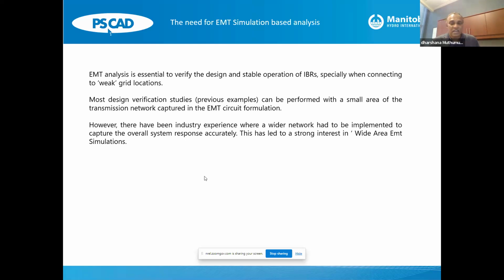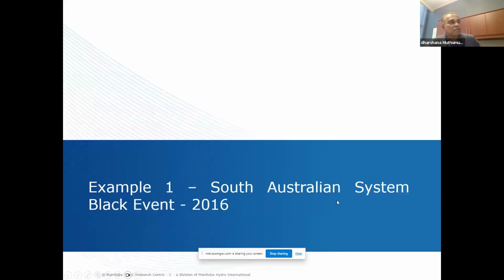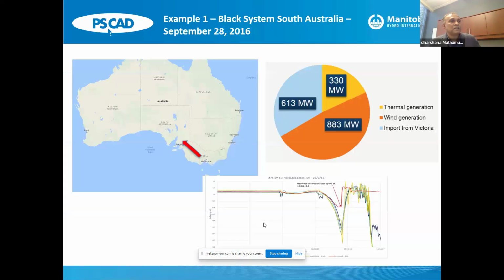So that's my take on that. Some examples are the South Australian blackout event of 2016. In order to recreate this, and now for AEMO to identify critical operating situations, it was obvious that the whole South Australian network needs to be modeled. You don't want to make approximations when you have a critical concern like a total blackout. So that was one example.